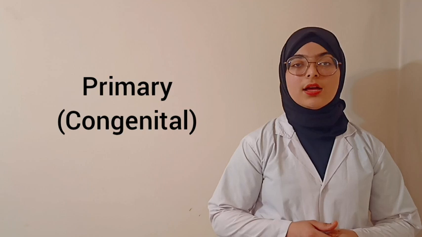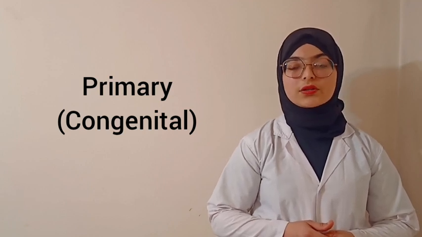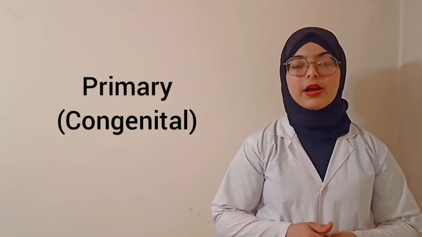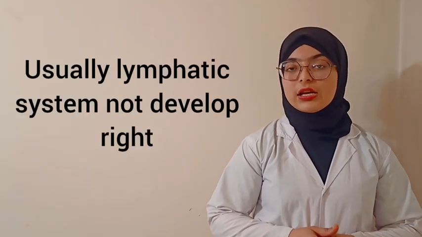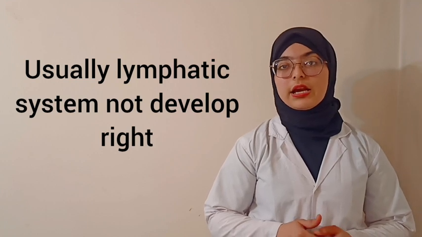Primary is classified into three types: congenital lymphedema, the second one is praecox lymphedema, and the third one is lymphedema tarda. First of all, congenital lymphedema. Congenital lymphedema is present at birth and recognized within 2 years of age. It is the least common, approximately 2%. It is more common in male infants compared to females. We can see the affected area in the lower extremities.